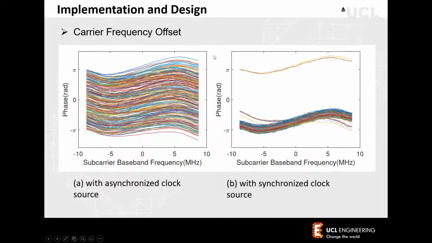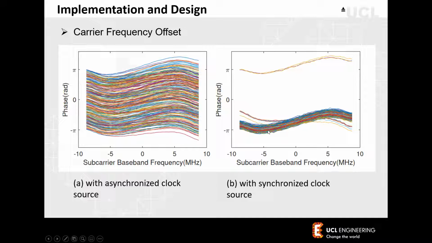The result before and after using the clock source is very obvious. On the left here, these are the unwrapped phase differences from all the subcarriers. You can see the phases of these subcarriers separate all the way from pi to minus pi, so basically they are spread everywhere. Obviously this CSI data is not good, and the phase information is not reliable.